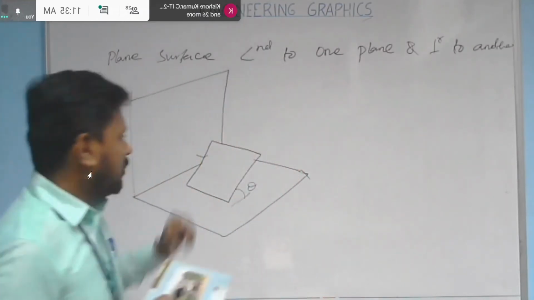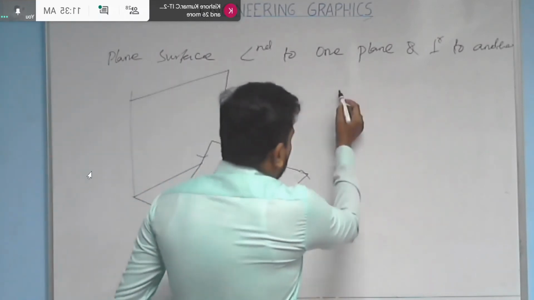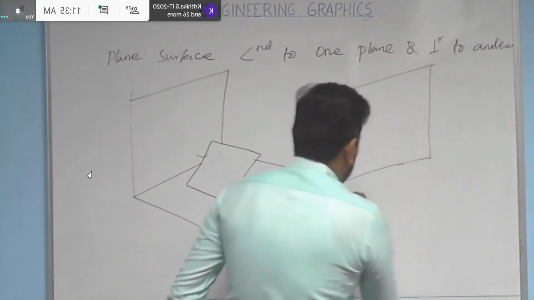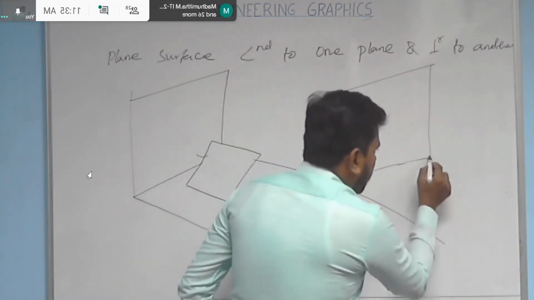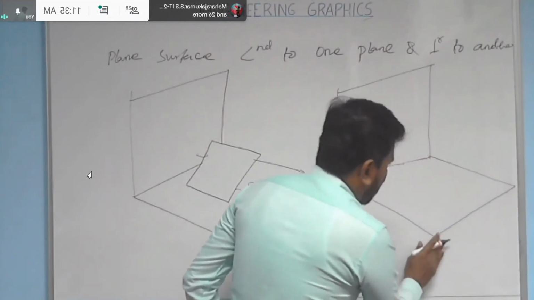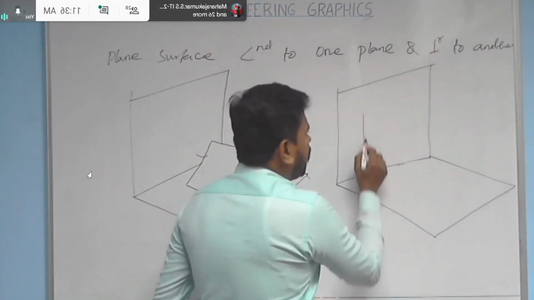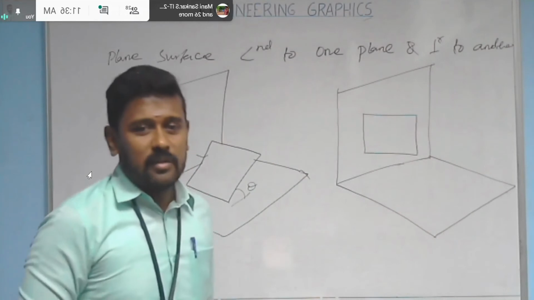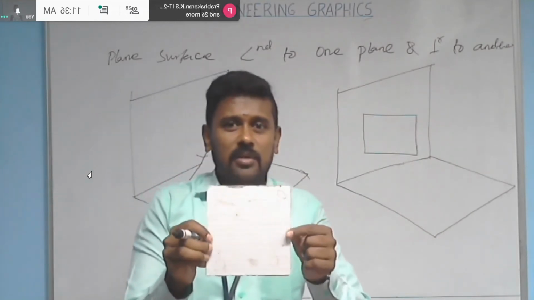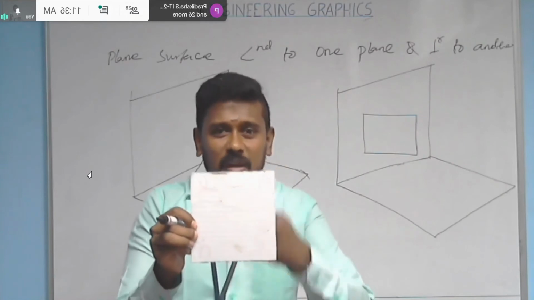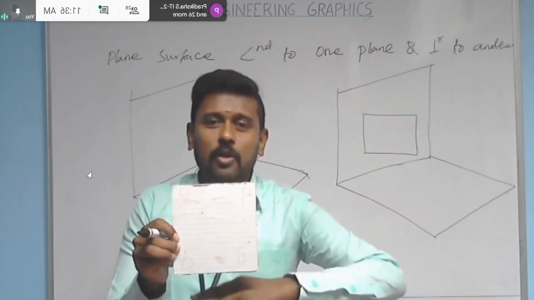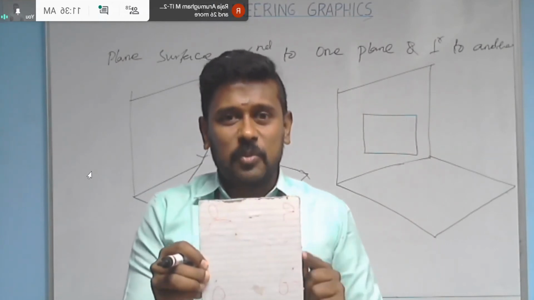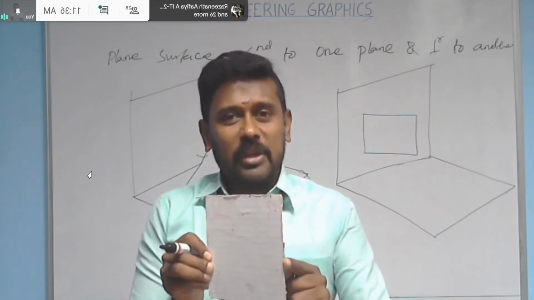In this way you can make a plane. And if the same is reversed, that is, plane perpendicular to HP and inclined to VP, then your plane should be like that. So now this plane is parallel to VP and perpendicular to HP. Without disturbing perpendicular to HP, I am making it inclined to VP.